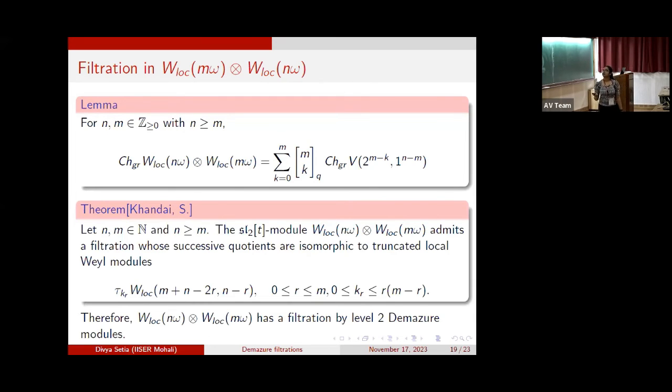So this is a result by me and my supervisor, Anuradha Khandai, that if we consider an SL2 module, W local of n omega, tensor with m omega, it has a filtration such that each successive quotient is isomorphic to a truncated local Weyl module. And because each truncated one has a filtration by level 2 Demazure, this module has a filtration by level 2 Demazure modules. And the main thing that we have used is the character formula as well as the Chari-Loktev basis to actually create a filtration, and the ordering on that.